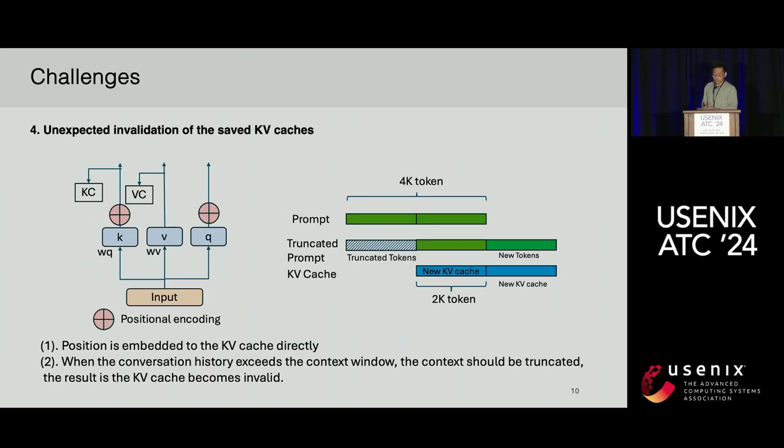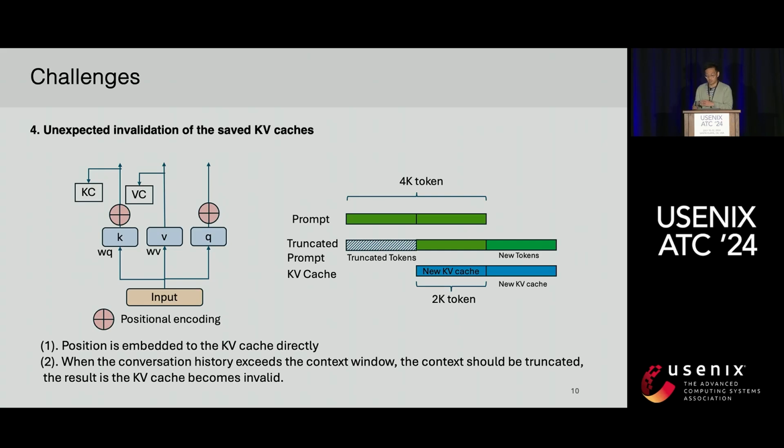And the fourth challenge is the unexpected invalidation of the saved KV caches. So for LLM inference, the chat history may exceed the context window of the LLM. So the LLM needs to truncate the prompt to make the prompt fit the context window. So if we save the KV cache for the prompt before the truncation, but the KV cache is actually embedded with positional information.